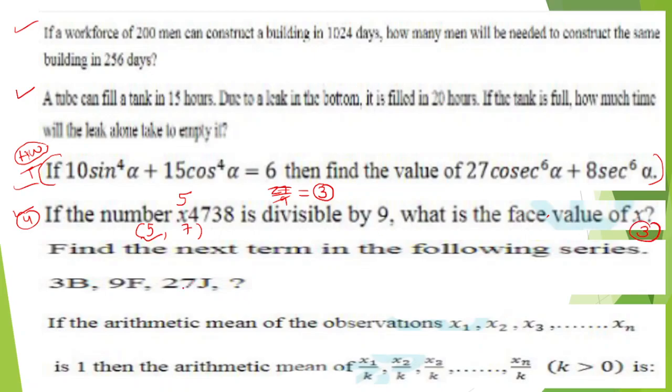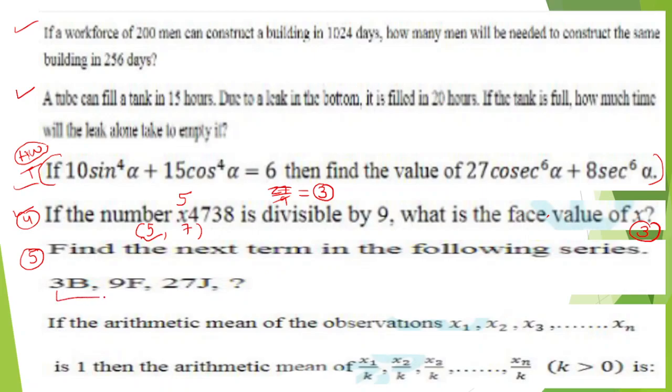Okay, this was a very easy question. I don't think that you took more time for this question. Let's move to the fifth question of this video. Find the next term in the following series: 3b, 9f, 27g. So this is a reasoning question.